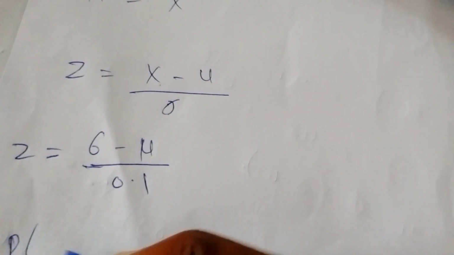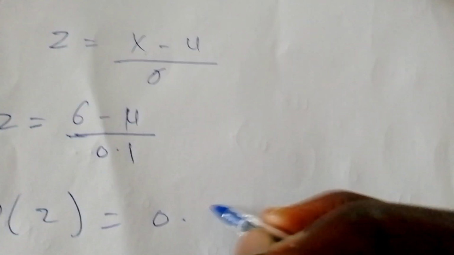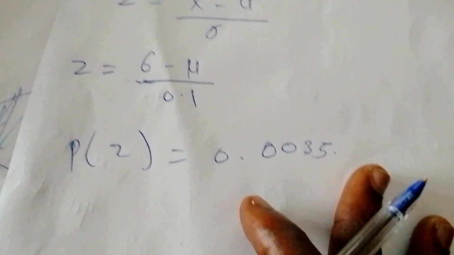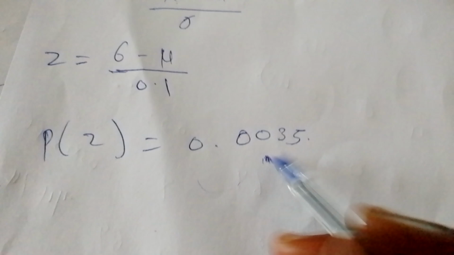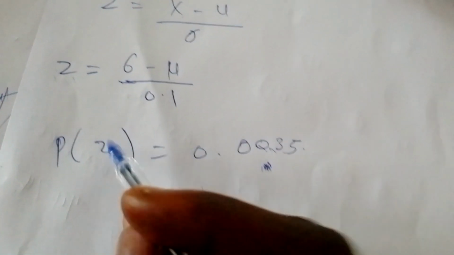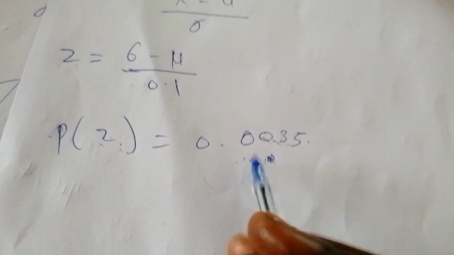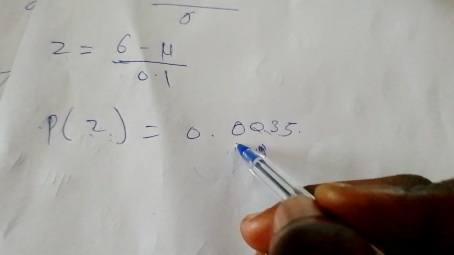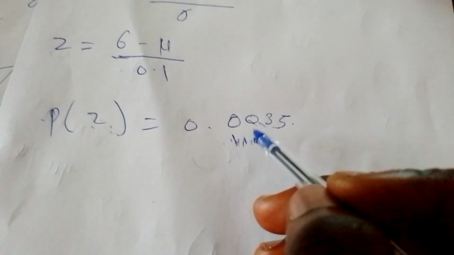Now we know that the probability of z should be 0.0035. This is what we know. So we need to find the corresponding z for this, then plug that in and find our mean. So don't put this one in as z. If this is the probability of z, then this is an area, and we have to find the actual z. So we have to look for this one on the table somehow.